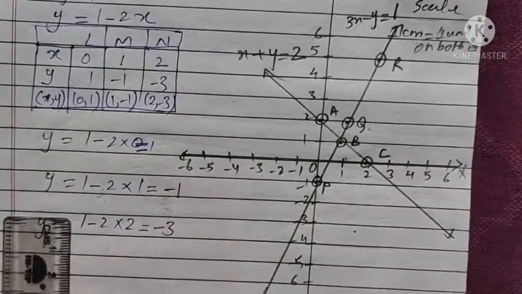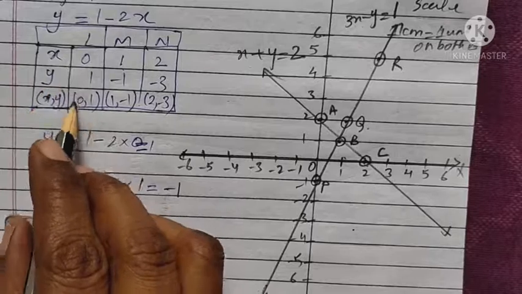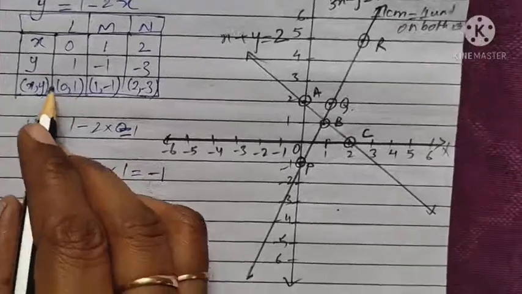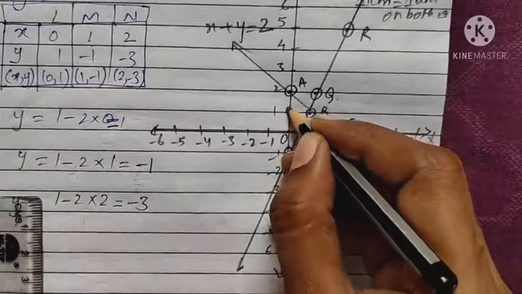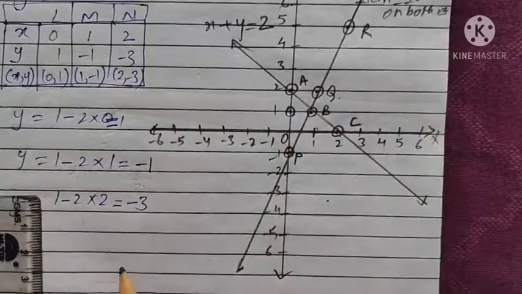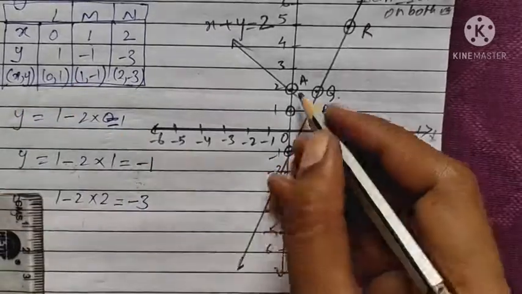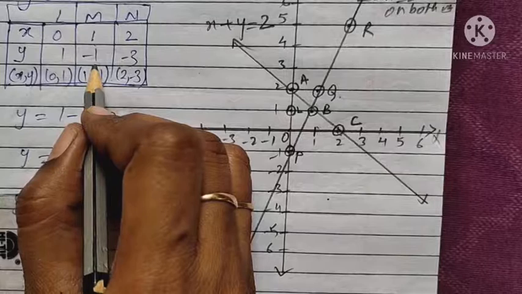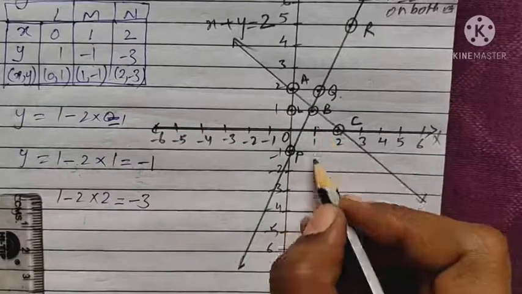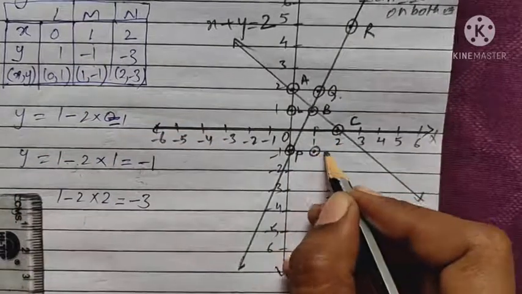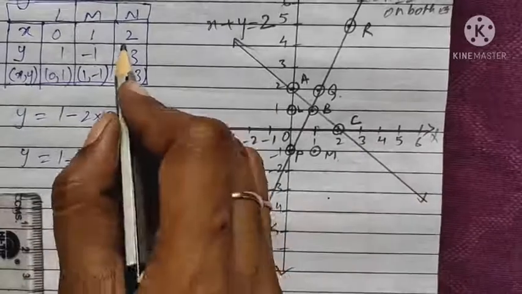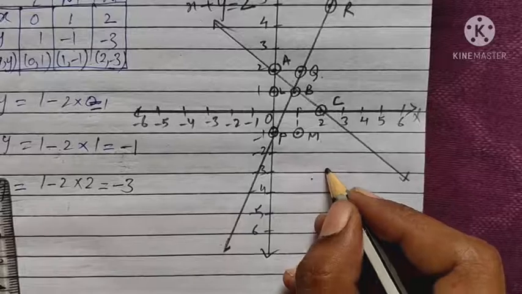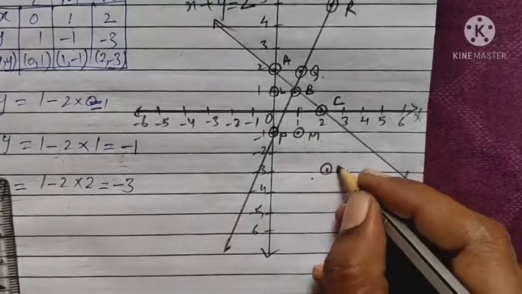Now the next, third one. Here, first point L is 0, 1. X coordinate is 0. That means point lies on y axis. So on y axis 1 is here. The name of this point is L. Now 1, minus 1. This point lies in fourth quadrant. So 1, minus 1 on fourth quadrant. The point name is M. Now 2, minus 3 again lies in fourth quadrant. Now this is point N.